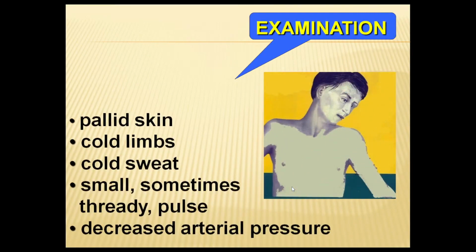On examination, the skin of the patient is pale, and if you touch him, the limbs will be cold because there is no adequate blood flow. The patient can be covered with cold sweat, a reaction of the vegetative nervous system. His pulse will be small, sometimes 30, and an objective sign is decreased arterial blood pressure. Not significantly, slightly decreased, but this process appears suddenly.